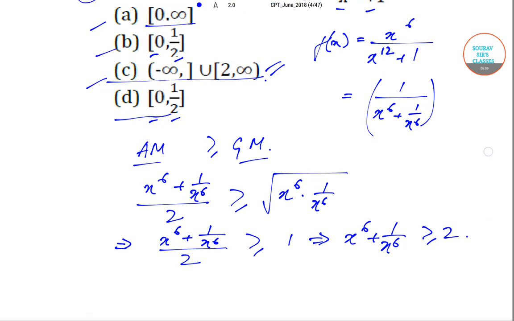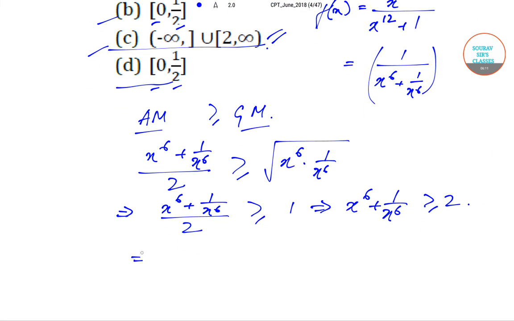So that implies that if we reverse it, then this will give us 1 by x to the power 6 plus 1 by x to the power 6 is less than equal to 1 by 2. So that implies that f of x is always less than equal to 1 by 2.